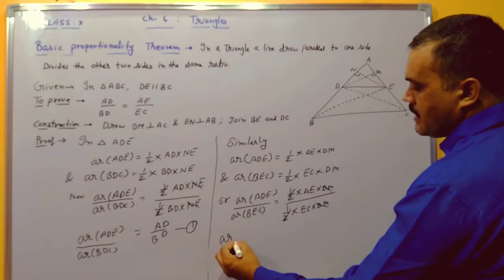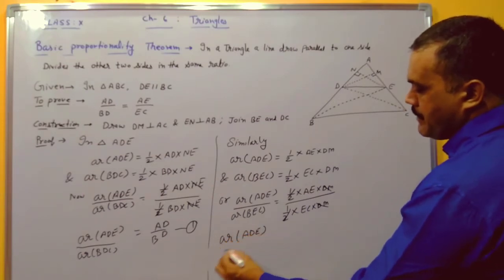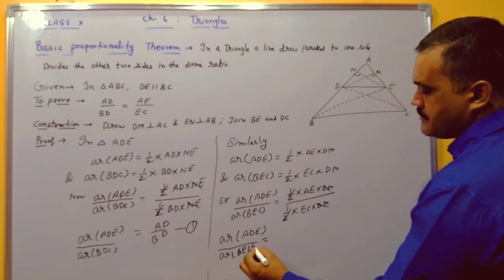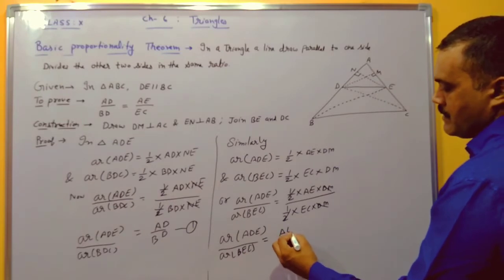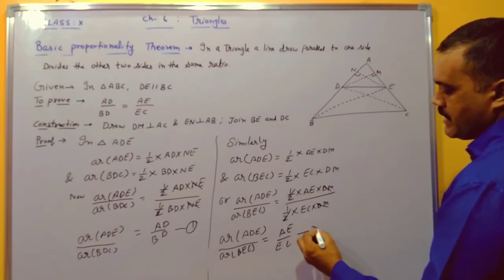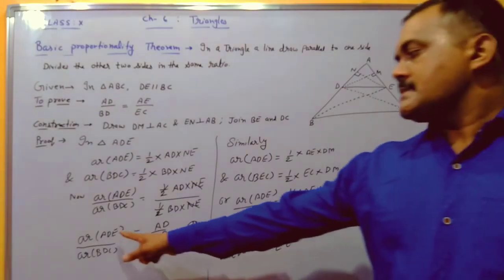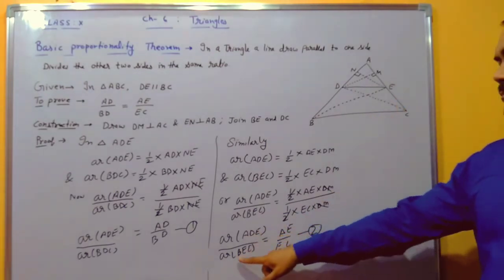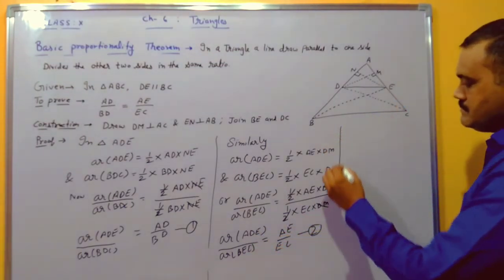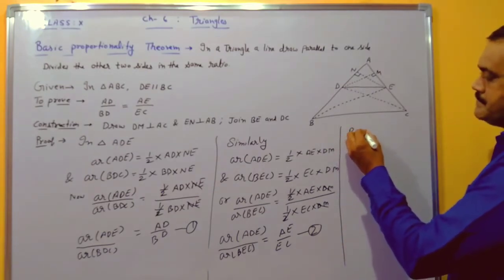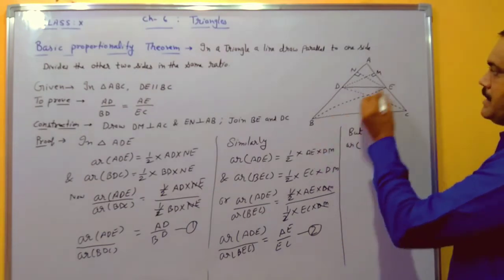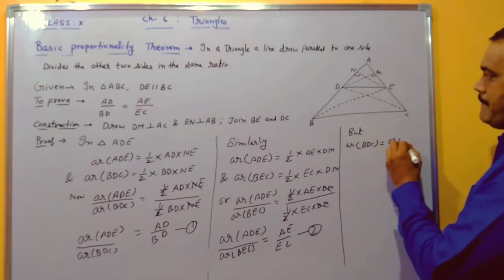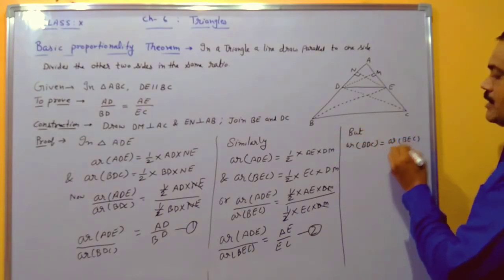So we have area ADE upon area BEC is equal to AE upon EC. You can call it the second equation. Now let us see. This is ADE upon BDC, and here ADE and BEC. But area BDC is equal to area BEC, and what is the reason?